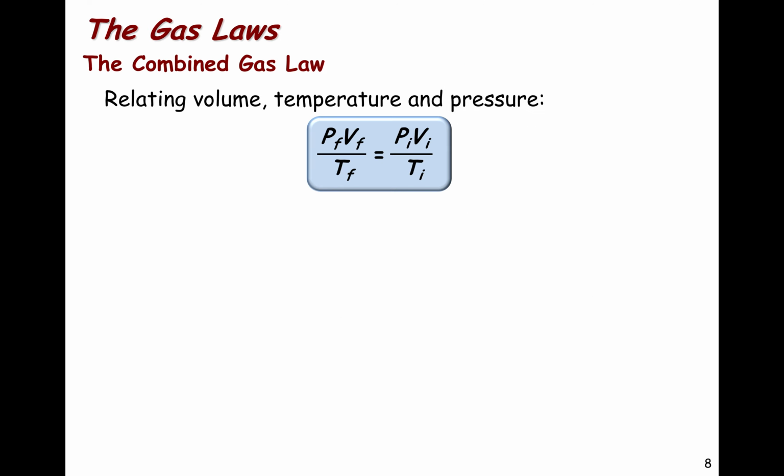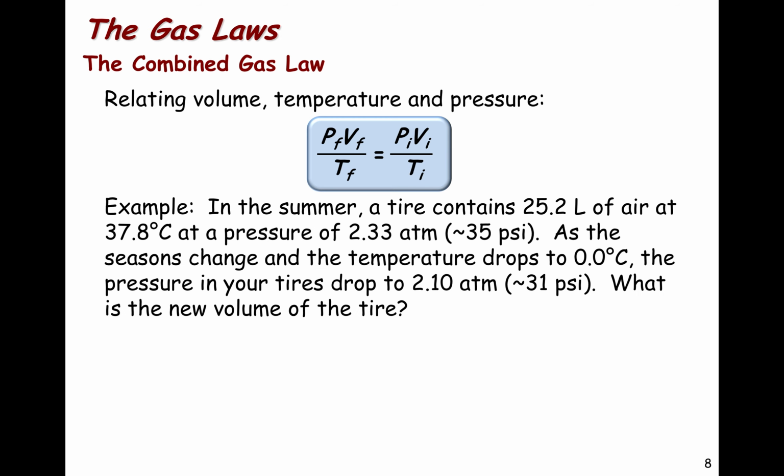We can combine all of the gas laws that we previously discussed into one equation, the so-called combined gas law. As you see here, the pressure times the volume divided by the temperature for an initial and final situation. This can be a useful equation for solving various problems. So as an example, if we have a tire that contains 25.2 liters of air in the summer at a temperature of 37.8 degrees Celsius, which is quite warm, and the pressure is 2.33 atmospheres, if the season changes and the temperature drops to 0 degrees Celsius, the pressure in the tire will also drop to 2.10 atmospheres, and the question is, what is the volume of the tire? Assuming that the volume can readily change for the tire.